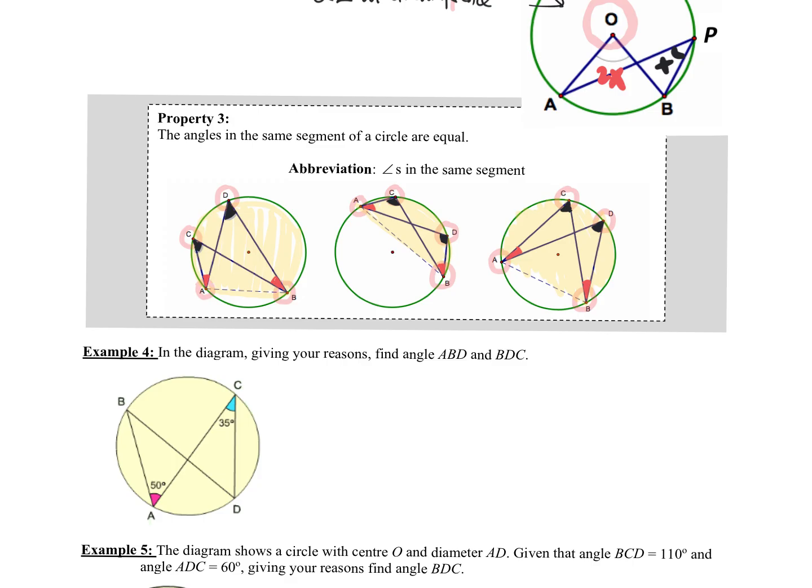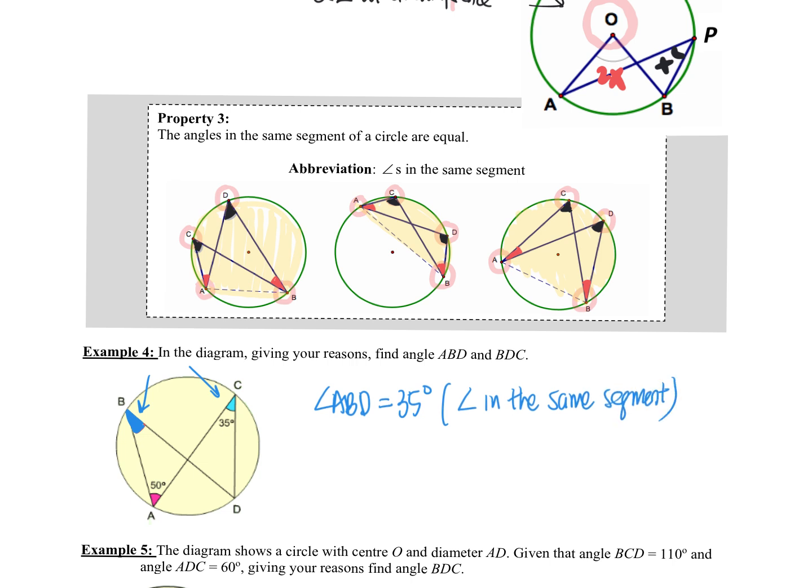What is the angle ABD? Same part of the wing. Like you have cartoon wings, right? Same part of the wing. What is ABD? 35. So these two wings are of the same angle. Then you write angles in the same segment. You must tell me the reason why they are the same.